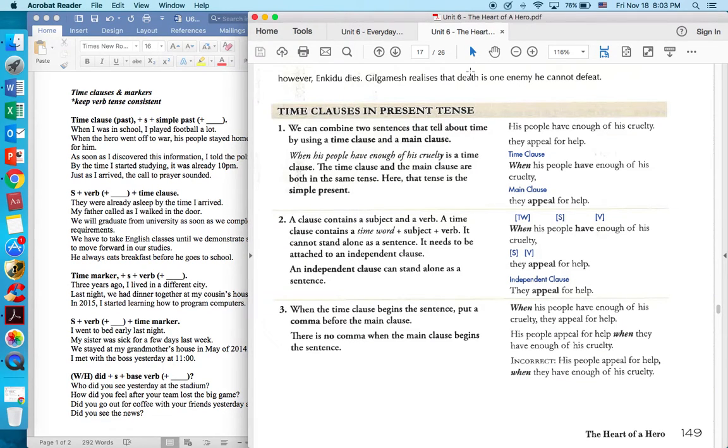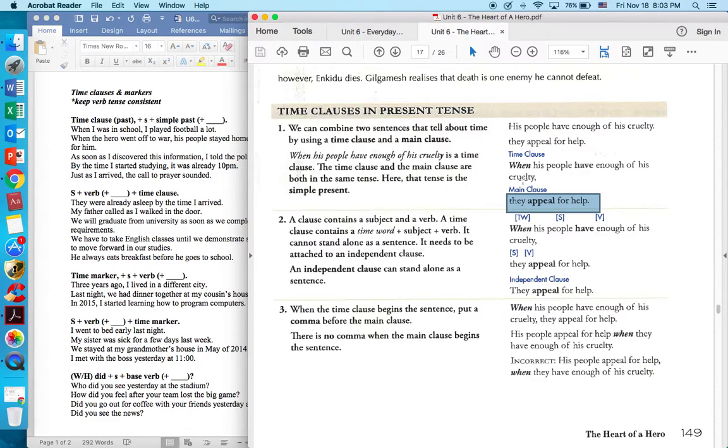Time markers give us a chance to look at clauses. Clauses show up with many different sentence structures in the English language. Most people are familiar with because. Similarly, time clauses need a comma when the dependent clause is first. They don't need a comma when the main clause is first.